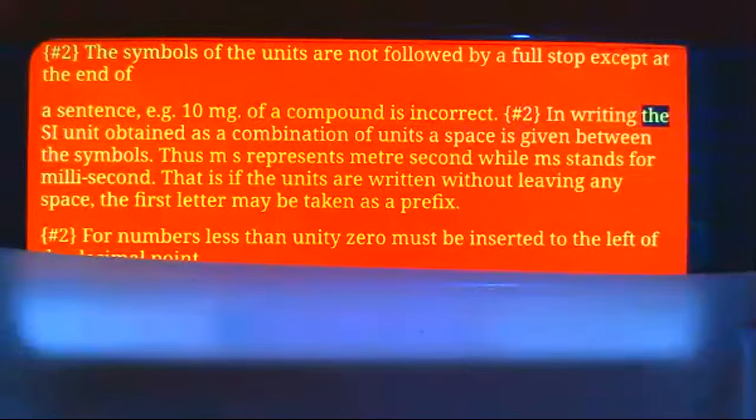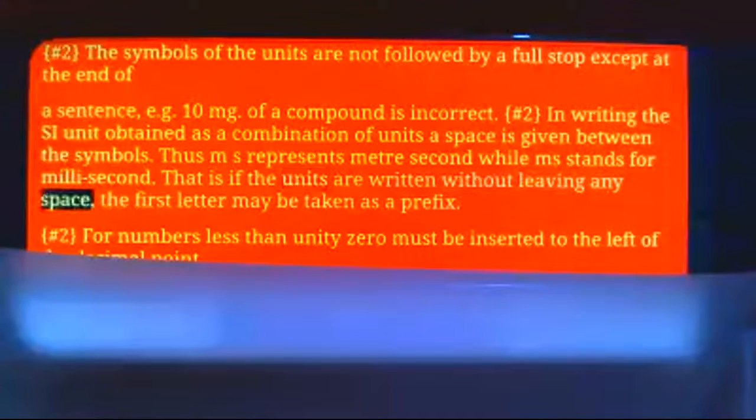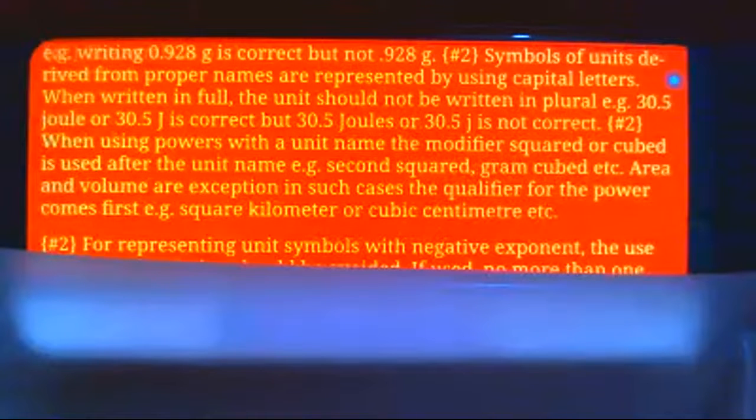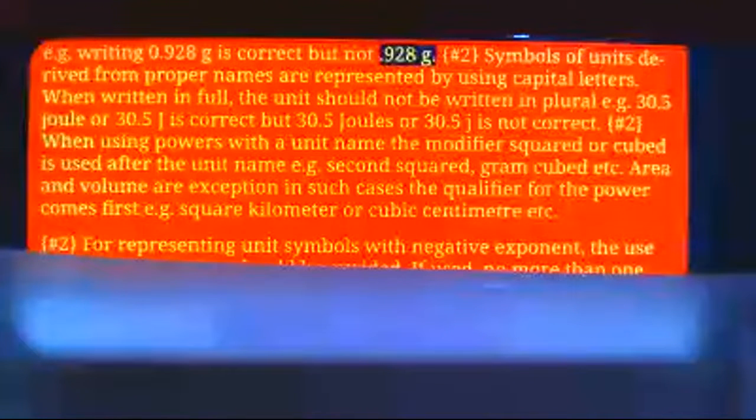Number 5. In writing the SI unit obtained as a combination of units, a space is given between the symbols. Thus, m s represents meter second while ms stands for millisecond. That is, if no space is given, the first letter may be taken as a prefix. Number 6. For numbers less than unity, 0 must be inserted to the left of the decimal point. E.g. writing 0.928 g is correct but not .928 g.